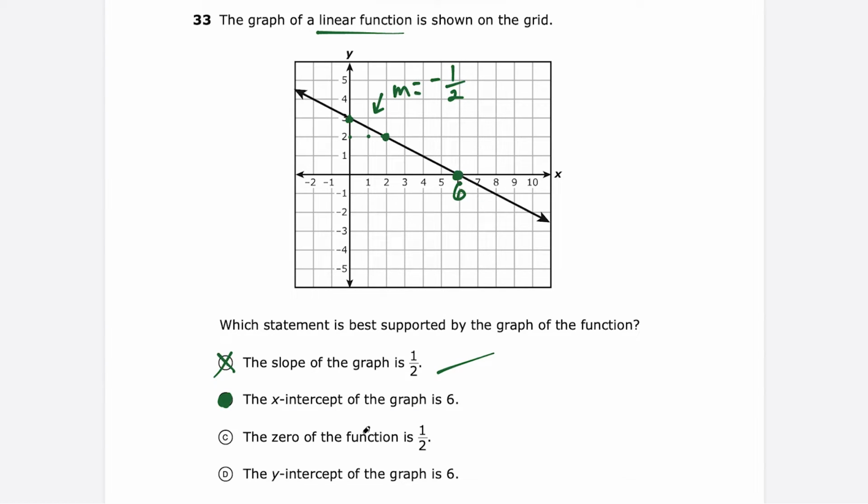Now, the 0 of the function is 1/2. 0 and x-intercept, these mean the same thing, okay? These are the same thing. The 0 is where the graph crosses the x-axis. And we already said that the graph is crossing the x-axis at 6, not at 1/2. Okay, so this is also not true. And now the y-intercept of the graph is 6 is a false statement. The y-intercept here would be equal to 3 because this line hits the y-axis at y equals 3. So choice D is also not correct. Choice B is definitely our answer.